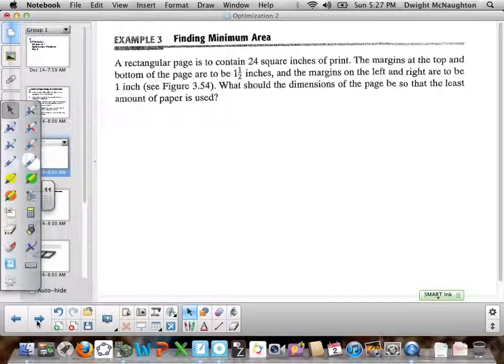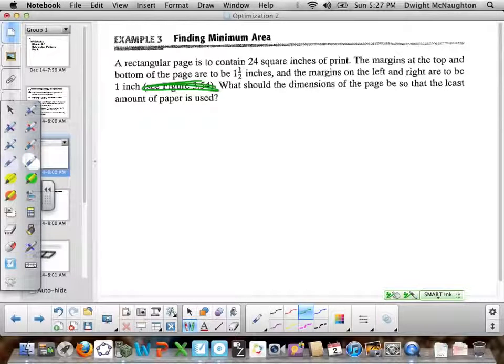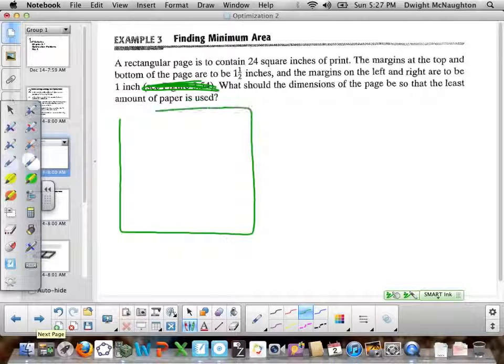This question is just crying out, draw me, draw me, draw me. And you can see in the original book, it actually drew it out for you. Decided you guys have the ability to draw a picture every once in a while. So let's draw this out. We have a rectangular piece of paper with some writing in it.